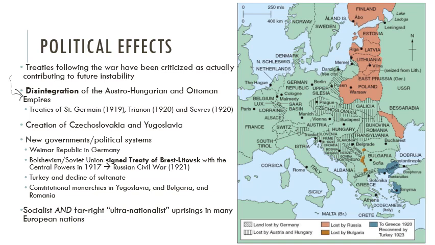So this kind of monarchical rule over the Ottoman Empire is done, and now you have new rulers in Turkey who are fairly nationalistic, and then constitutional monarchies in a variety of other places. So you have these brand new governments and political systems all over the place. And then the last thing, which is going to be super important going into the 20s and 30s, is both socialist and far-right ultra-nationalist uprisings in many European nations.